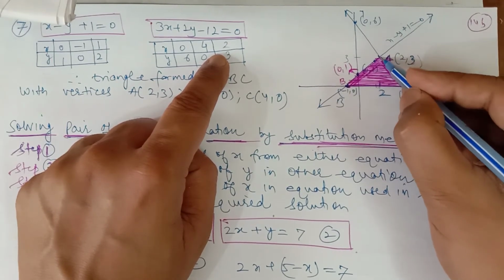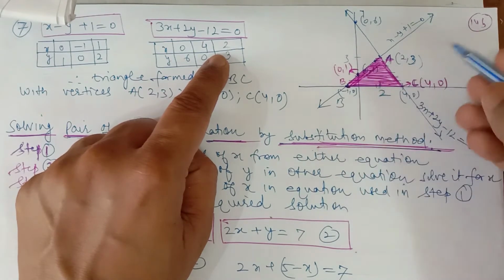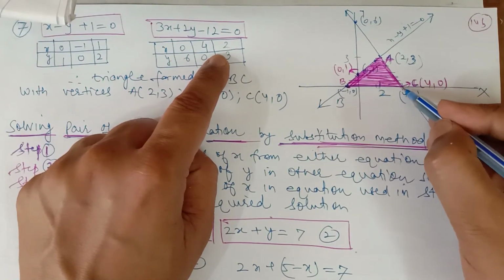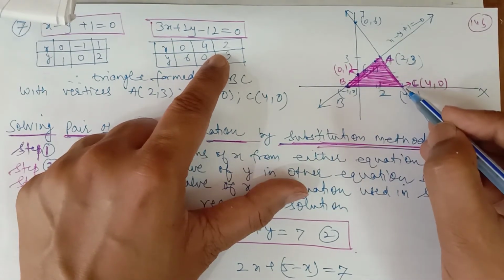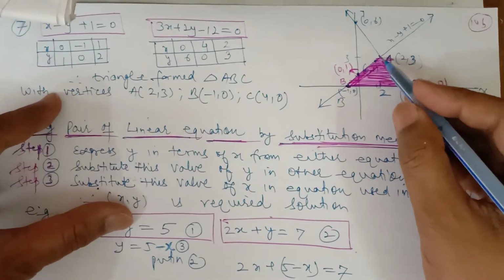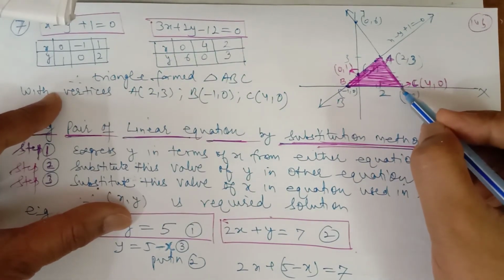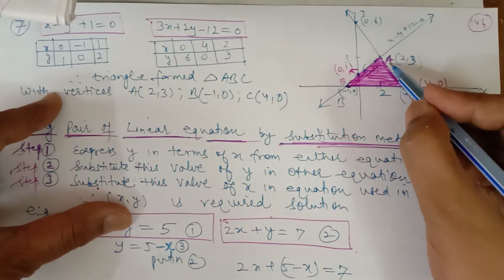These two lines are intersecting at A. This line intersects the x-axis at this point and the y-axis at this point, and this line intersects the x-axis at this point and the y-axis at this point. And the triangle these lines make with the x-axis is the shaded triangle. The triangle ABC is the triangle made by these two lines and the x-axis, and the vertices are A, B and C.